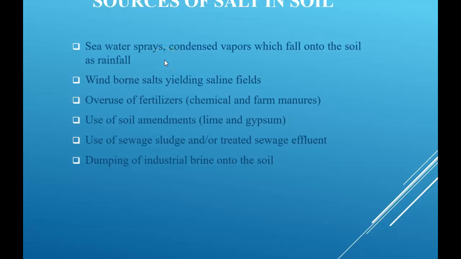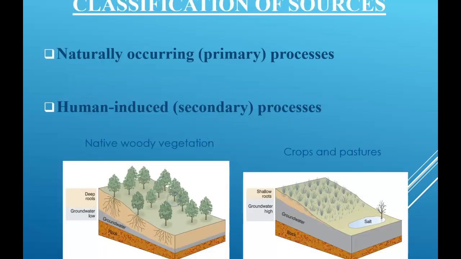Seawater sprays and condensed vapors fall onto the soil as rainfall, and sometimes windborne salts yield saline fields. Overuse of fertilizers that leach or seep down results in the problem of salinity. Sometimes there is dumping of industrial brine into the soil, which is also a major cause of salt in soil.